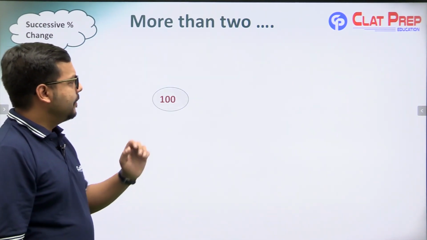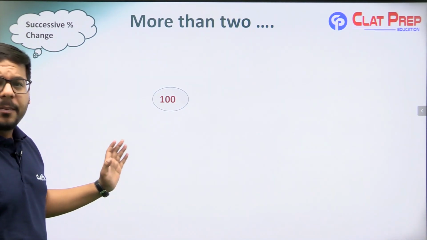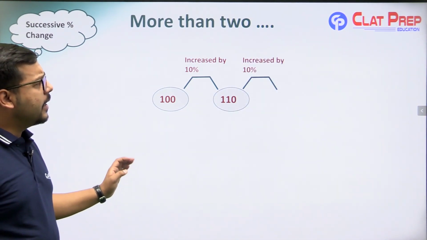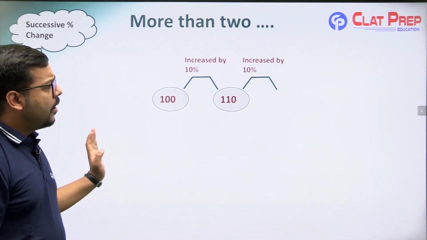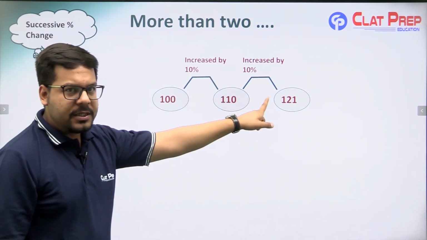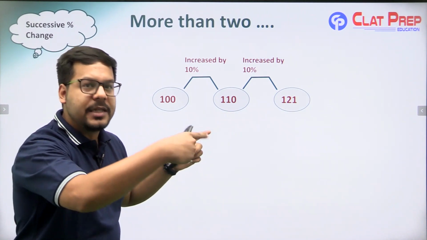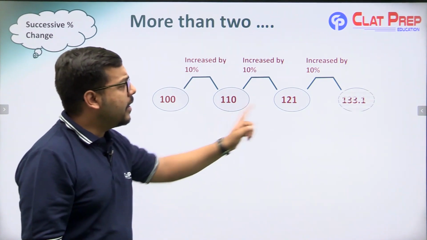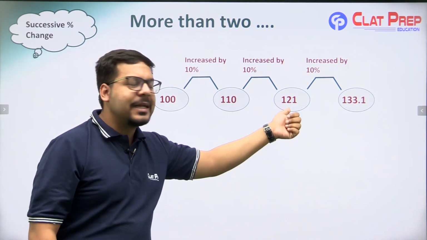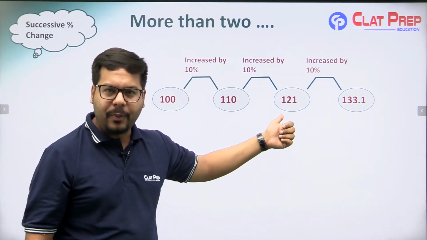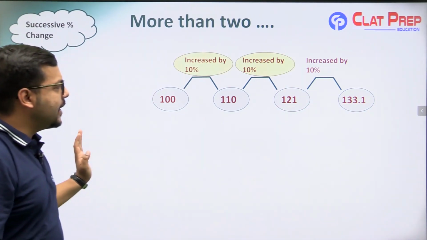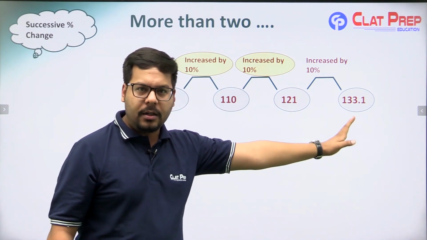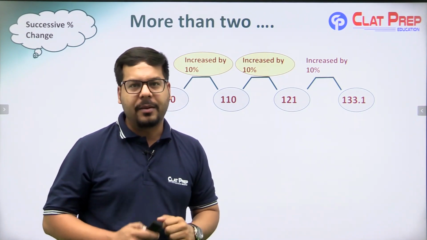Let's take an example again. Let's say the number is 100. I increase this by 10%. The result will be what? 110. I again increased it by 10%. The result will be 121. The second percentage change is done on 110, so the base is changing. If I increase it once more by 10%, the result I'll get is 133.1. That is, I'm increasing 10% of 121, that is 12.1. So the overall change witnessed here is what? 33.1%. From 100 to 133.1, the overall change will be 33.1%.